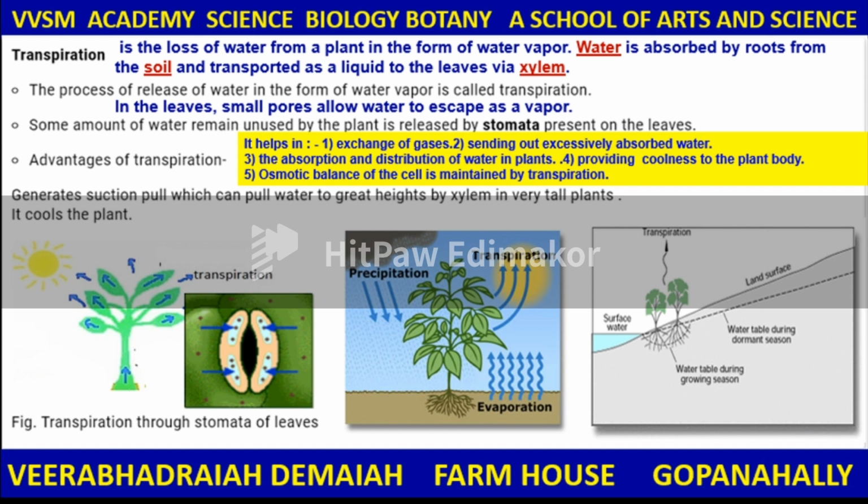The advantages of transpiration are that it helps in the exchange of gases, sending out excessively absorbed water, the absorption and distribution of water in plants, and providing coolness to the plant body. Osmotic balance of the cell is maintained by transpiration. It's an important phenomenon in botanical classes.